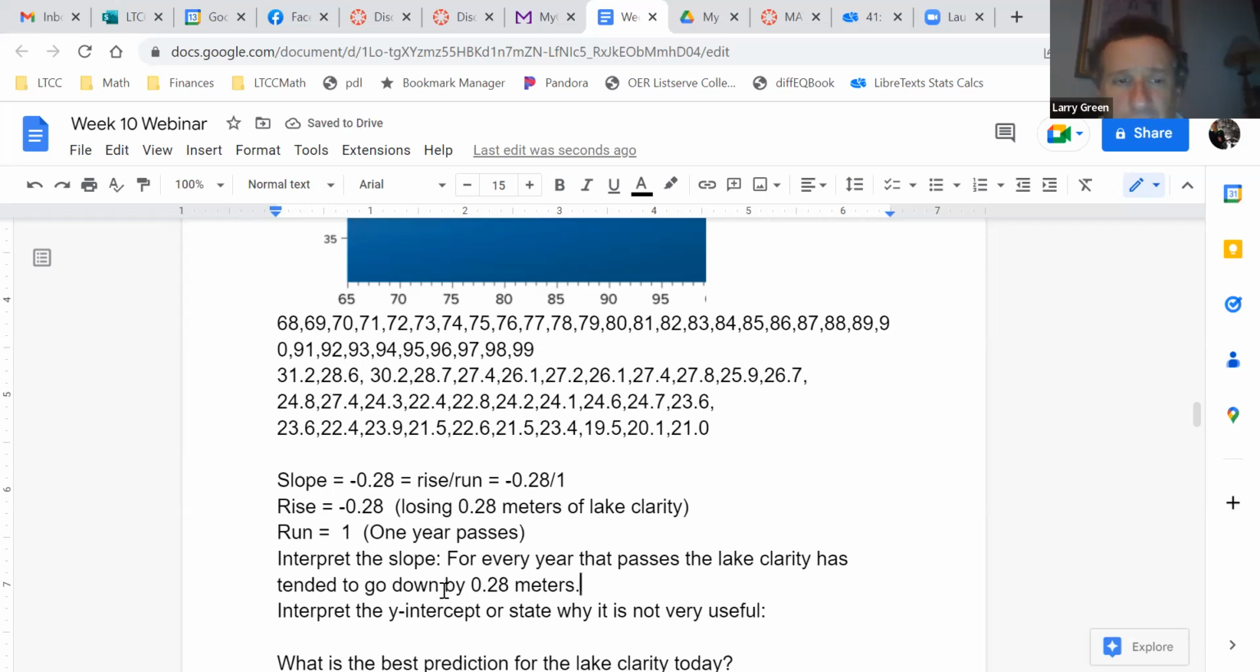Have I lost anyone on interpreting the slope? And do you think you're going to be responsible to interpret the slope? Absolutely. Okay, slope's very important. By the way, is that a good thing with Lake Tahoe? Those that live in Lake Tahoe, you should all know that. Is it good that for every year that passes, light clarity has tended to go down by 0.28 meters? Do we want that to keep happening and happening? No, that would be a complete disaster in Tahoe. And if you don't live in Tahoe, just trust me. If you live in Tahoe, you better know that. Okay, so that'd be a complete disaster. Any questions on that?